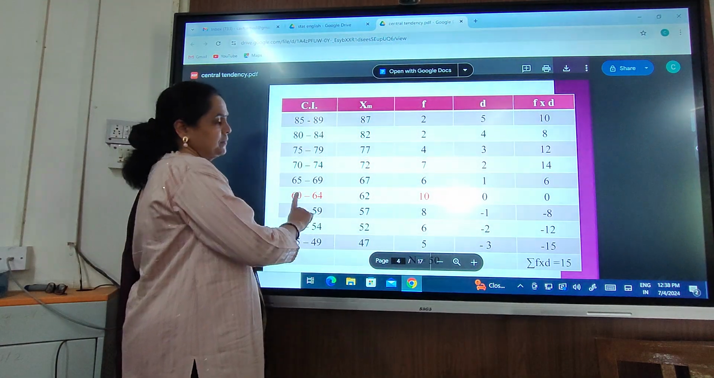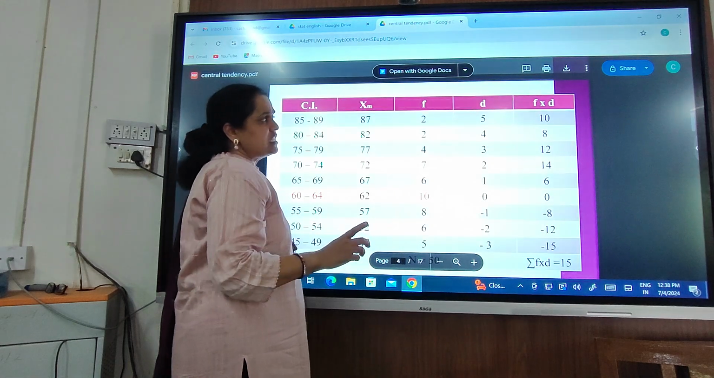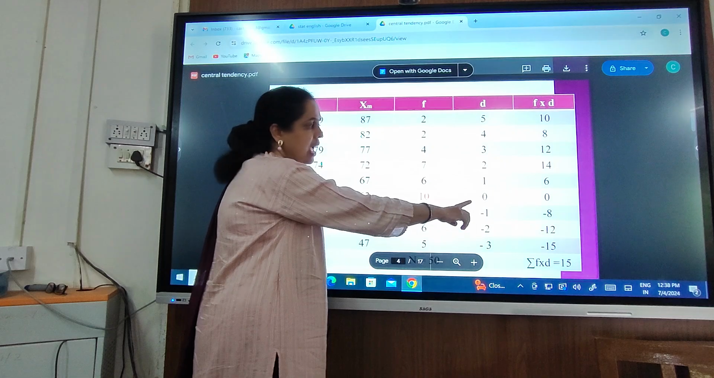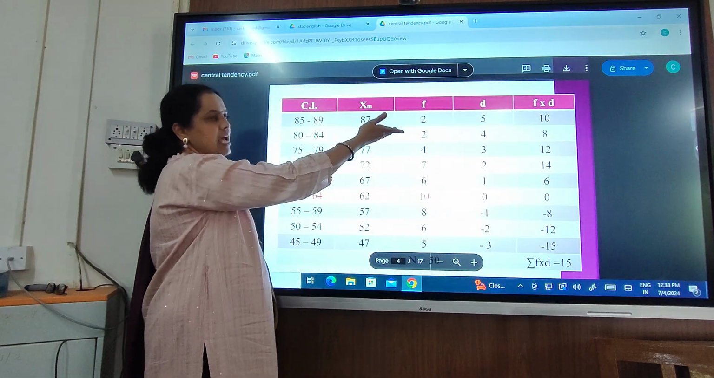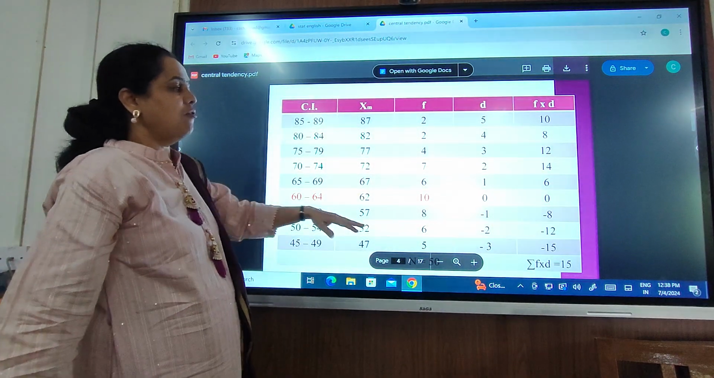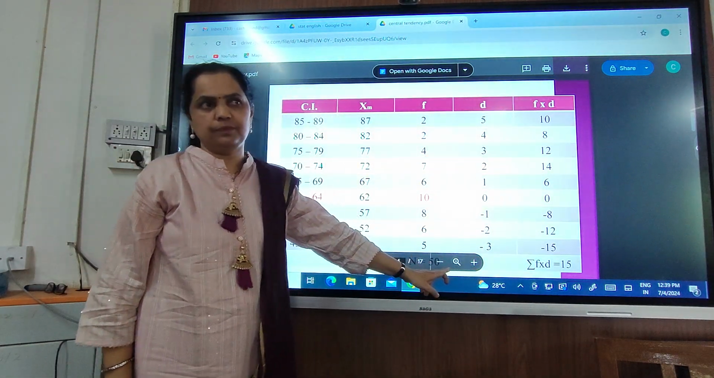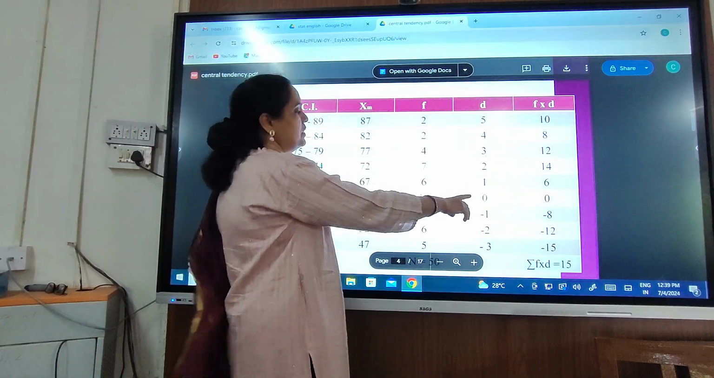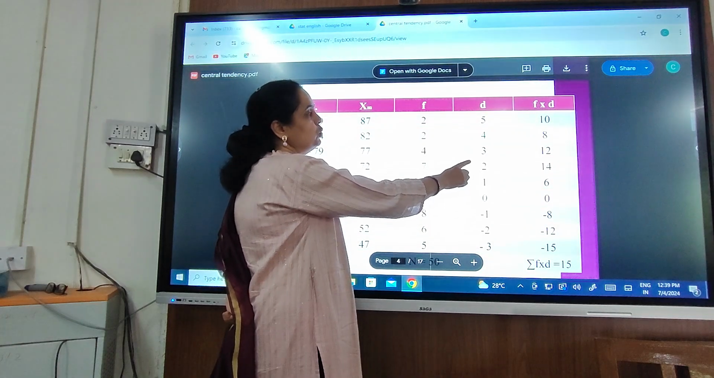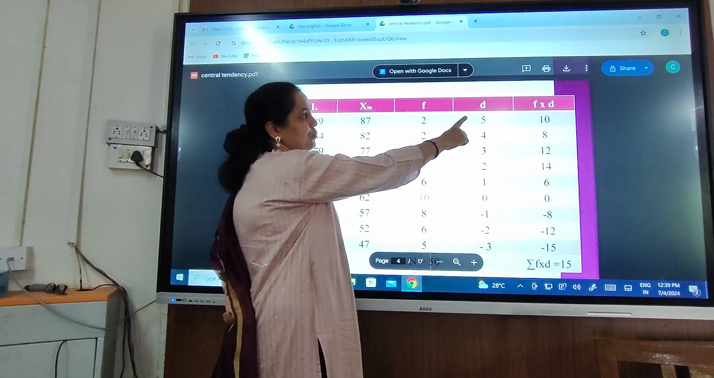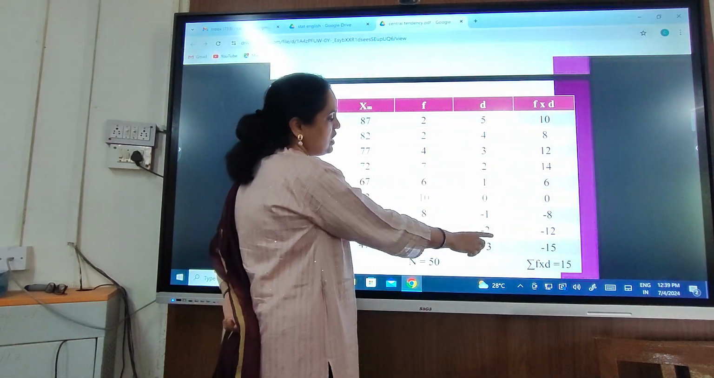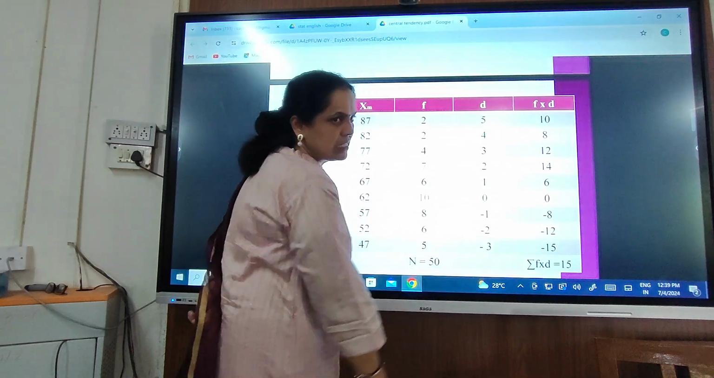So for that, the class which has the highest frequency always has deviation 0, and the classes above the mean class have positive deviations, and the classes below the mean class have negative deviations. So one by one, the deviation for the mean class is 0, the upper ones have 1, 2, 3, 4 and 5, and for the lower ones only 3 lowest classes are there, so -1, -2 and -3.